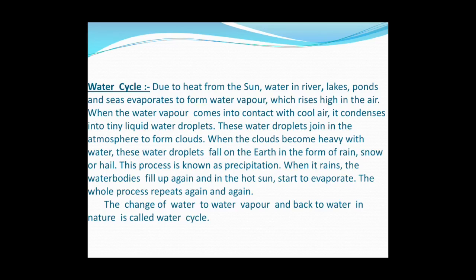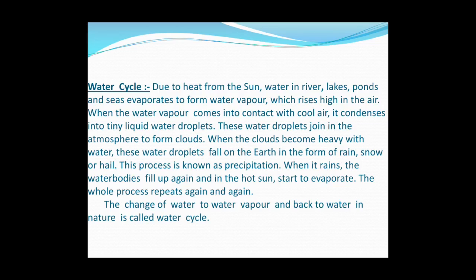Water cycle. Due to heat from the sun, water in rivers, lakes, ponds and sea evaporates to form water vapor, which rises high in the air. When the water vapor comes into contact with cool air, it condenses into tiny liquid water droplets. These water droplets join in the atmosphere to form clouds. When the clouds become heavy with water, these water droplets fall on the earth in the form of rain, snow, or hail. This process is known as precipitation.